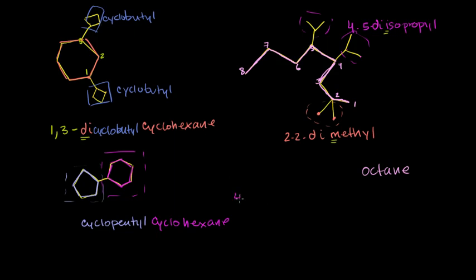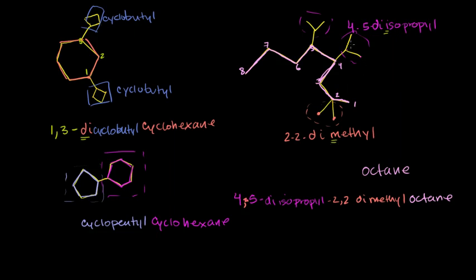If we were to write the whole thing, this is going to be 4, 5 diisopropyl, 2, 2 dimethyl. Actually, this should be a comma here. 4, comma 5. Let me scratch that out. 4, comma 5 diisopropyl, 2, comma 2 dimethyl, octane. And we're done. But this was just the common name.